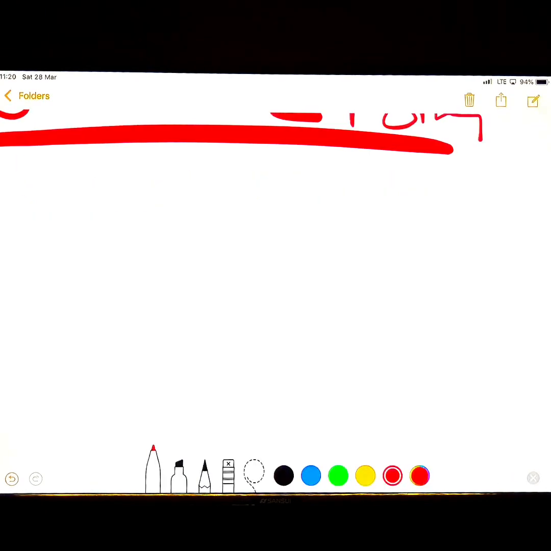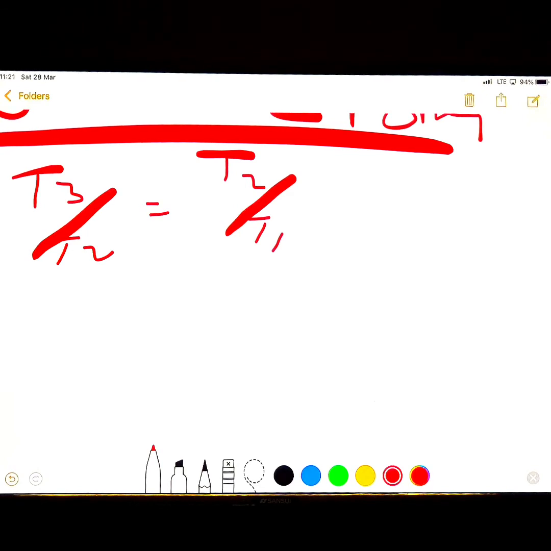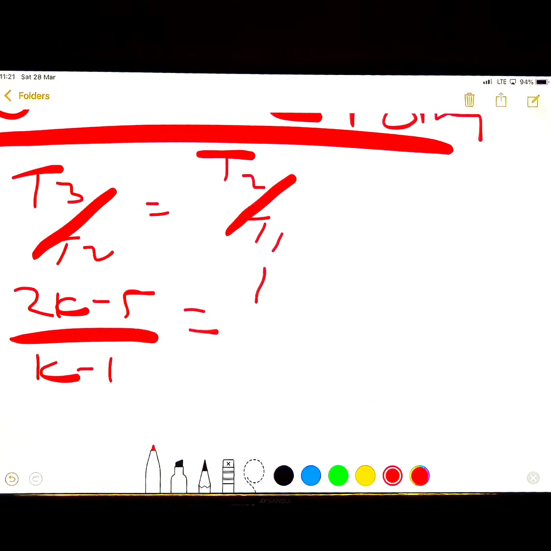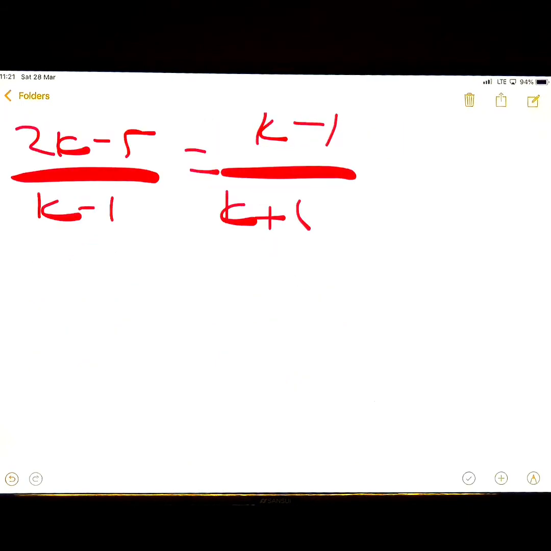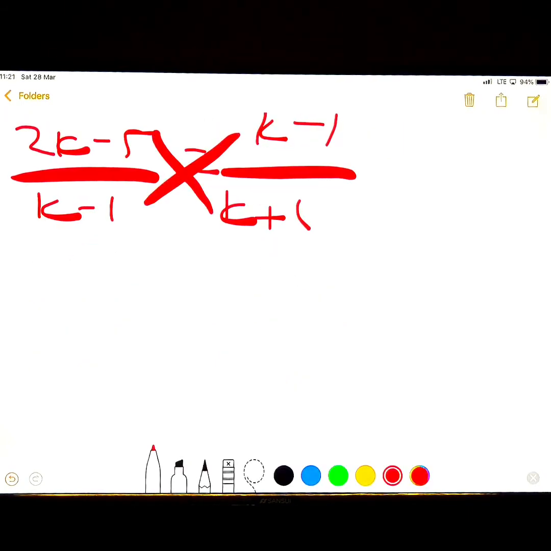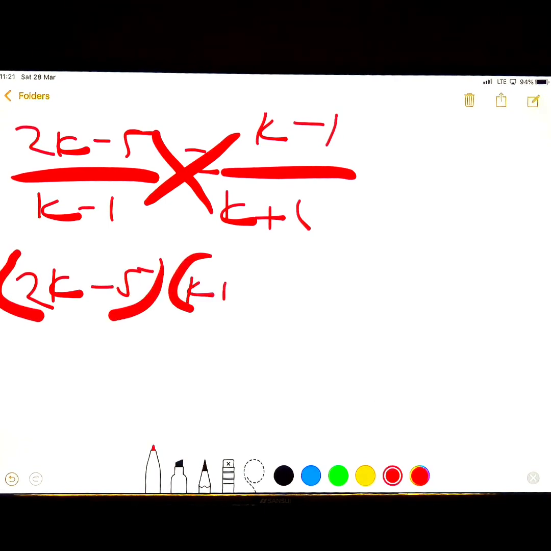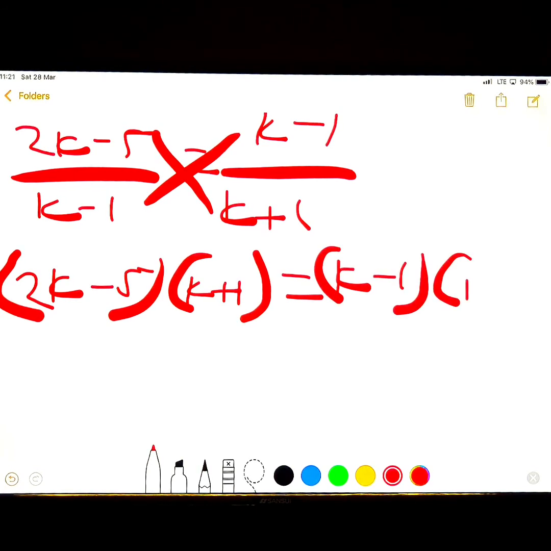So in a geometric sequence, you're going to say t3 over t2 is equal to t2 over t1. So it's going to be (2k - 5) over (k - 1) equal to (k - 1) over (k + 1). And then what you do is a cross multiplication. I think you remember that in your classes. So when we do a cross multiplication, it's going to be (2k - 5) times (k + 1), and then we're going to have (k - 1) times (k - 1), okay?